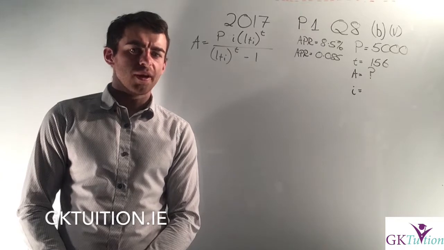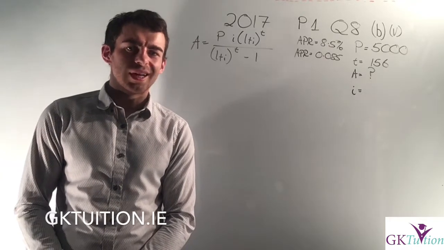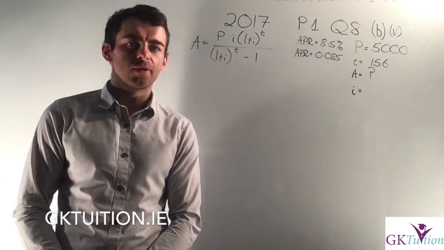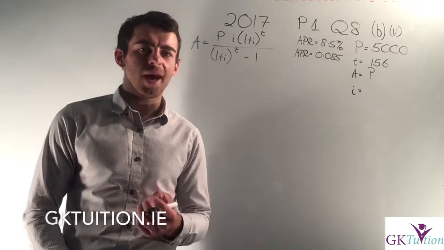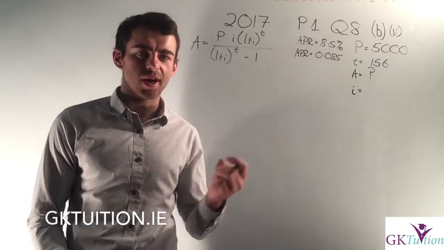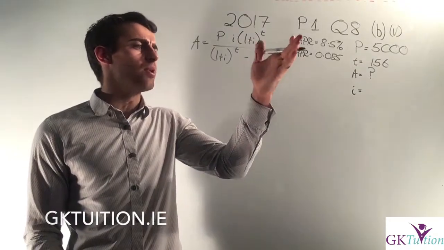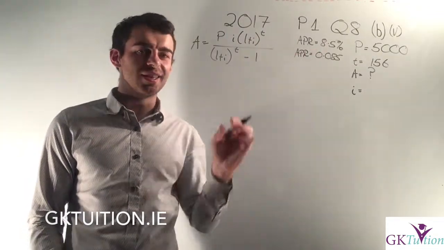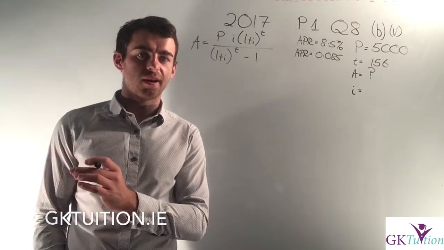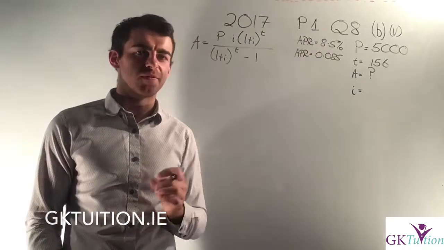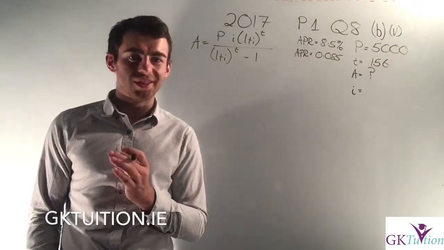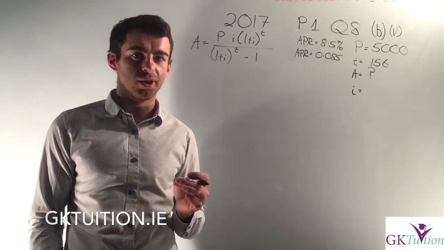Okay, so for B part 5 of this question, we're told that Alex takes out a €5,000 loan from the credit union in order to pay back his €5,000 to the credit card company. Now the reason he does this is clearly because the APR for the credit union is significantly lower than it was for the credit card company. It's 8.5% for the credit union, it was 21.75% for the credit card company.